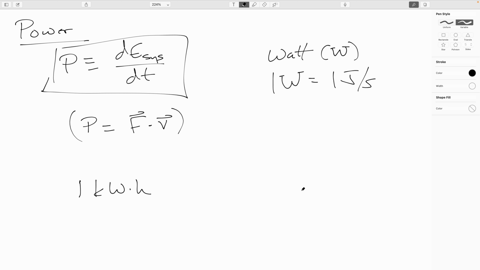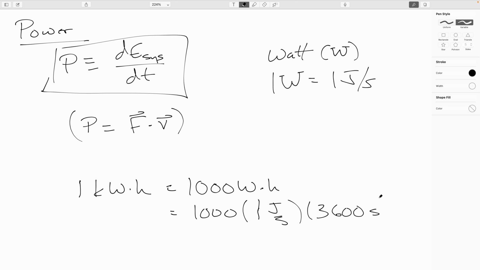Okay, it actually turns out it measures energy. And the way we can get this is to say that a kilowatt, the kilo prefix just means 1,000. So this is 1,000 watts times an hour. A watt is 1 joule per second, and an hour is 3,600 seconds. Cancel, cancel. A kilowatt hour is a convenient way to write 3.6 million joules. And at least in the United States, this is how electricity is usually billed.